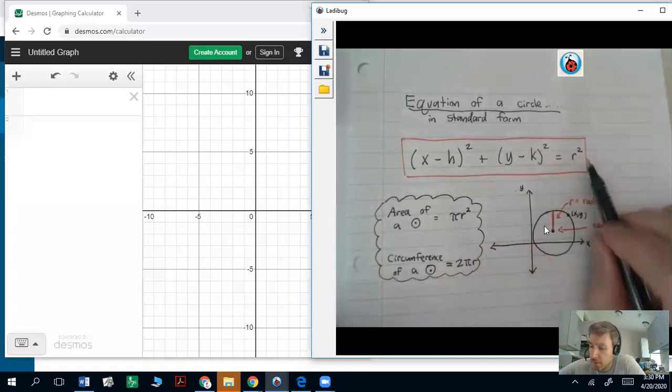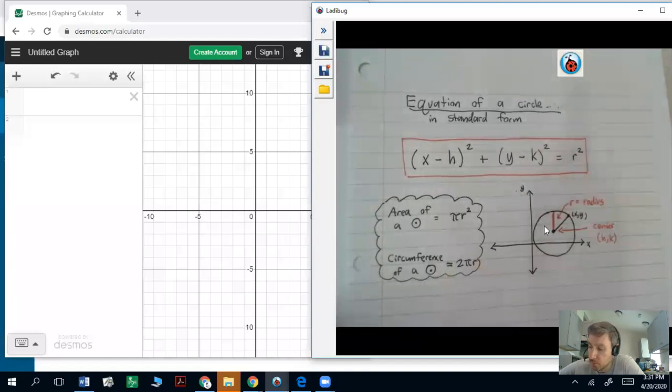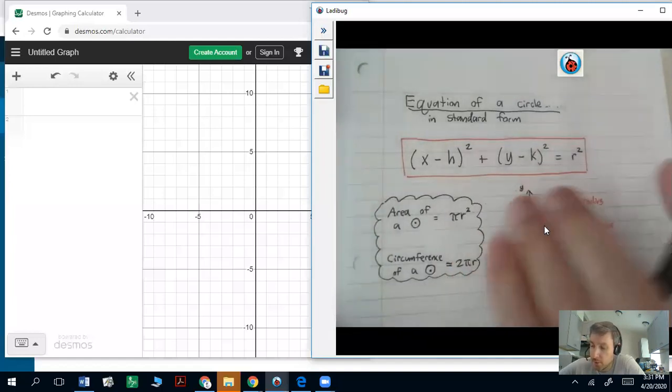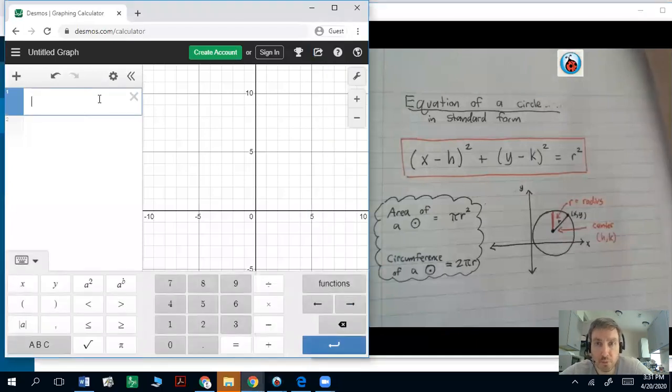The r stands for the radius. So when you see that radius, that's any distance from the center of the circle to the edge of the circle. That distance is r. And this formula supposedly will get you a circle. I'll explain why in a minute, but for right now, I want you to go to Desmos and let's do a couple practice problems on graphing these.